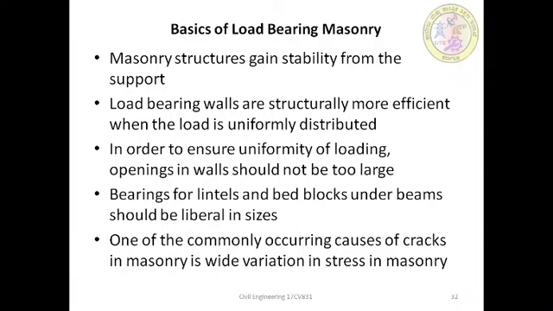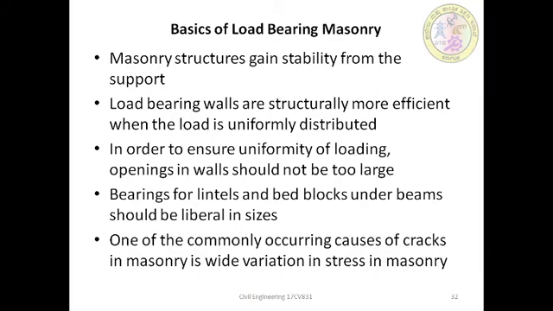It is very important to note that the first step of masonry building design is to ensure a stable configuration. The stability of masonry is gained from the support offered by cross walls, floors, roof, and other elements such as piers or buttresses. Load bearing walls are structurally more efficient when the load is uniformly distributed and the structure is planned so that the eccentricity of loading on the member is as small as possible.